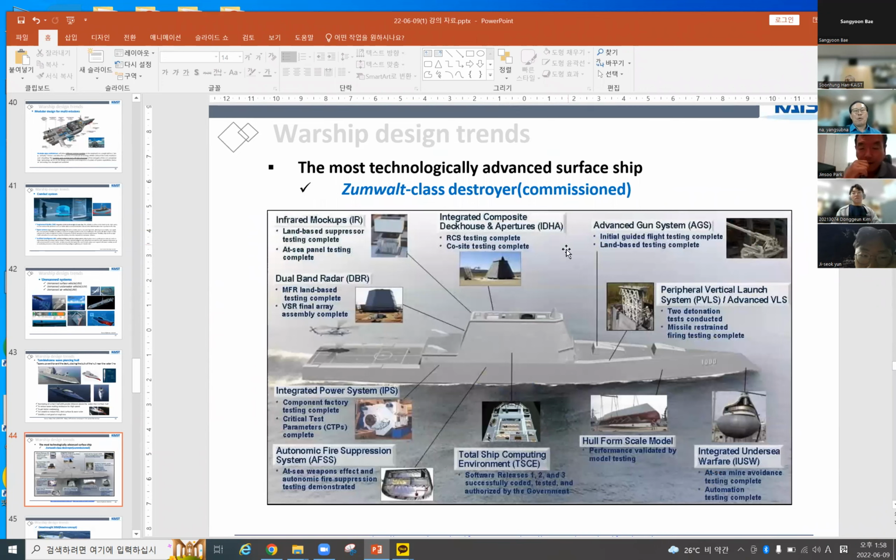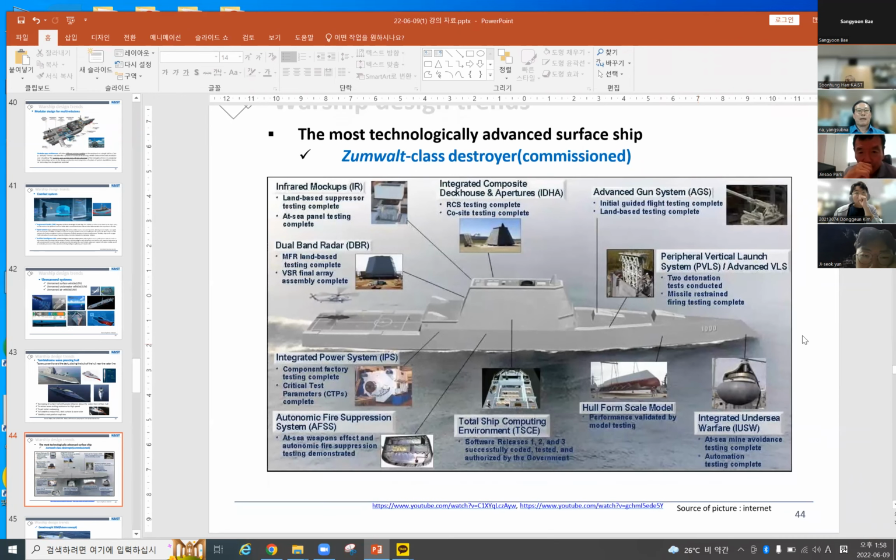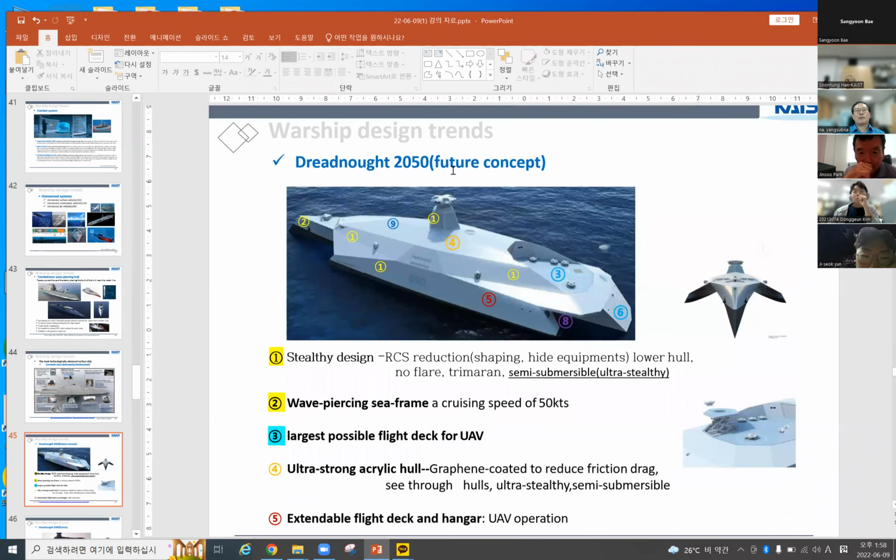And Zumwalt class is a technology advanced surface ship. This time, the most advanced destroyer in the world is the Zumwalt class. Infrared masking and many new technologies are applied there. And next, 2050, the UK set up the future combat ship concept like that.